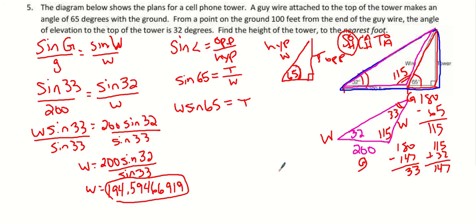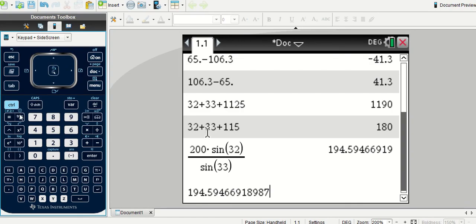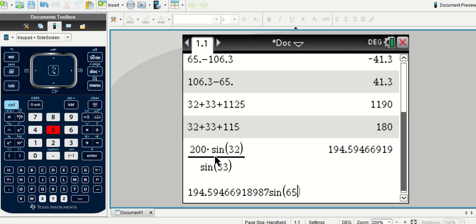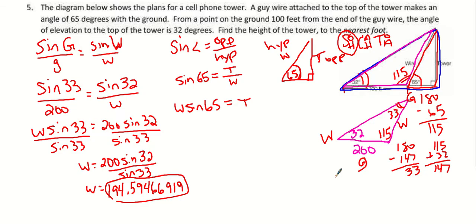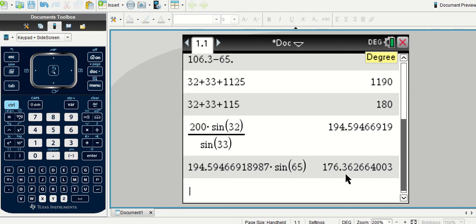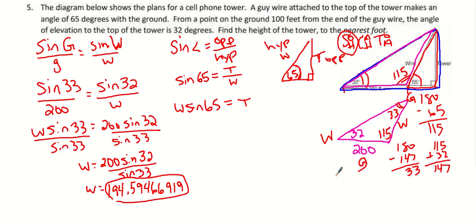Okay, and then we're multiplying it times the sine of 65. So just sine 65, and there's our final answer. So the height of the tower, we want to make sure we're rounding to the nearest foot. Next decimal after the first decimal is a 3, so we're going to take it as 176. Okay, and there we go. Okay, feet. That's an FT.